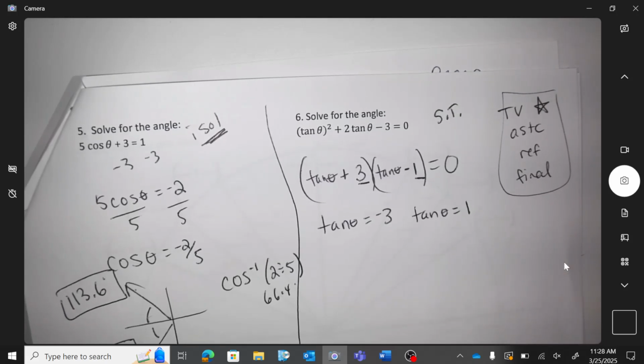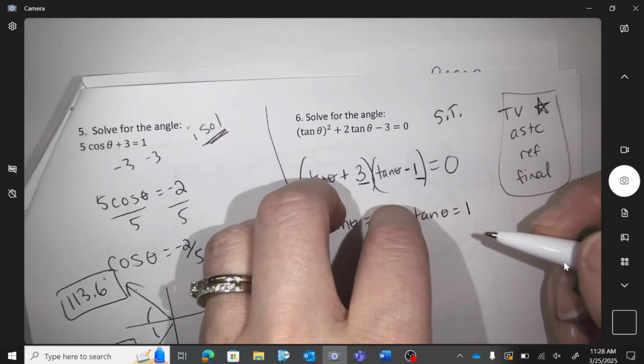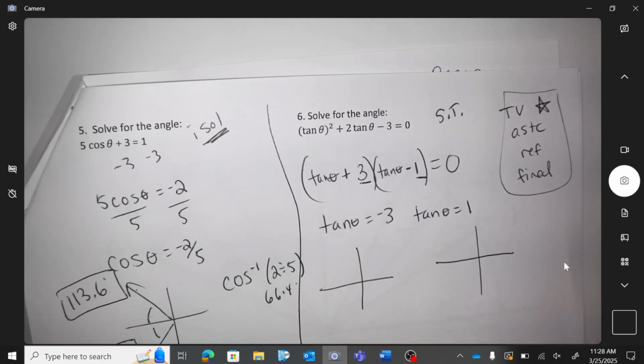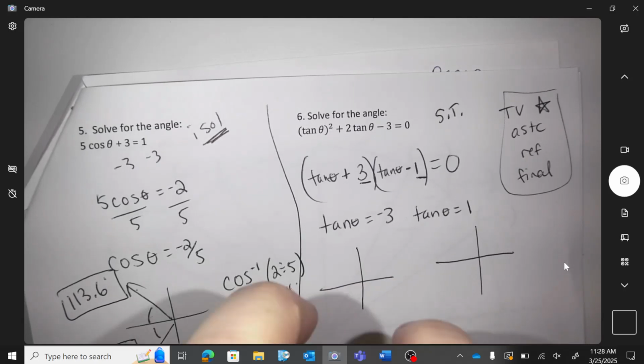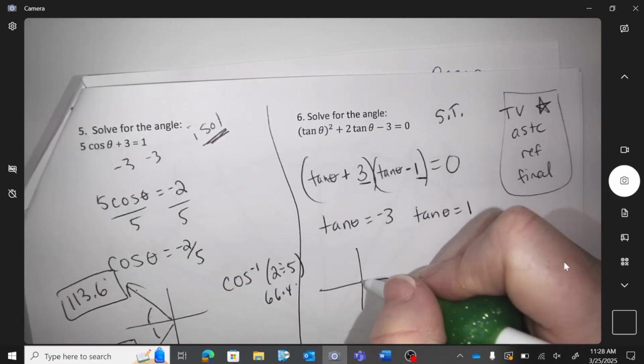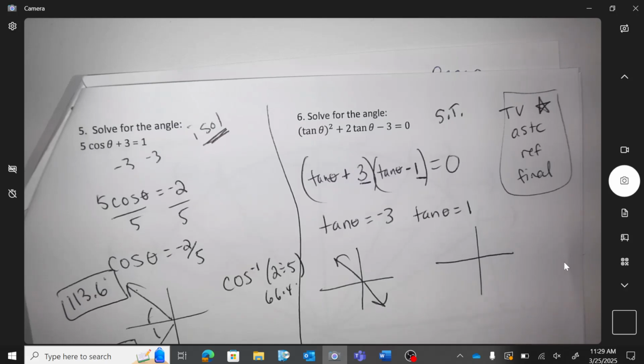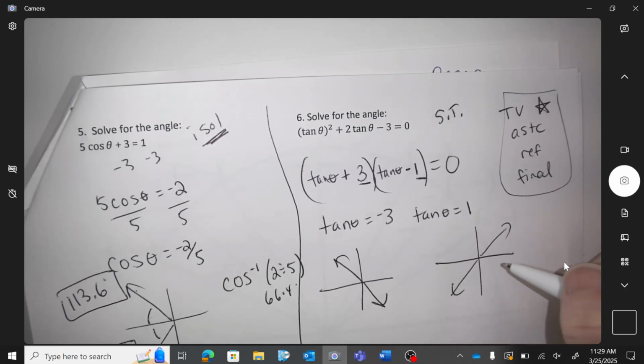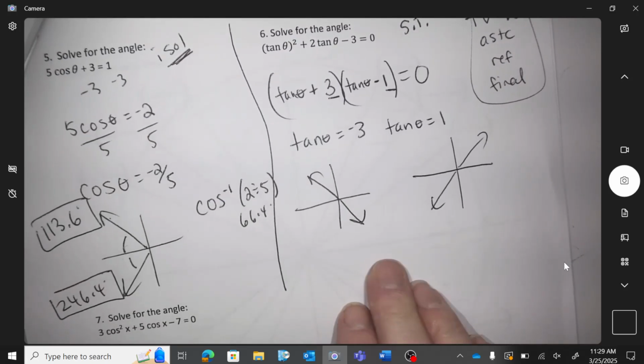That's all you've done. You are going to have 4 answers to this question, by the way, because you're going to have to do work for this and you're going to have to do work for this. So we're going to do 2 drawings. So the -3, I'm going to put in quadrant 2 and 4. And the +1, I'm putting in, so tan runs on a diagonal. So there's your negative tan, there's your positive tan.